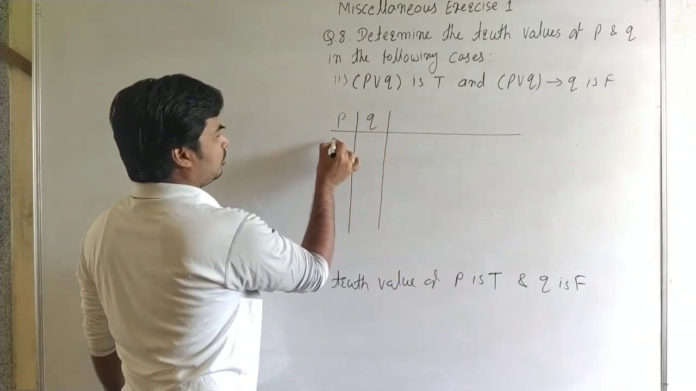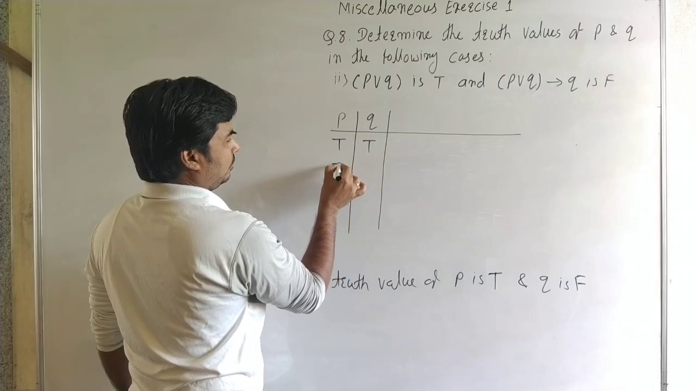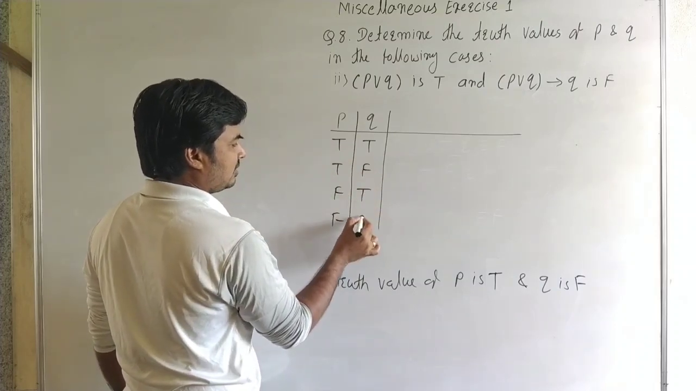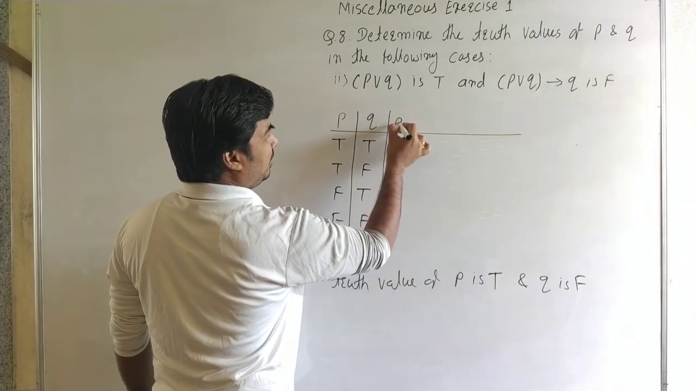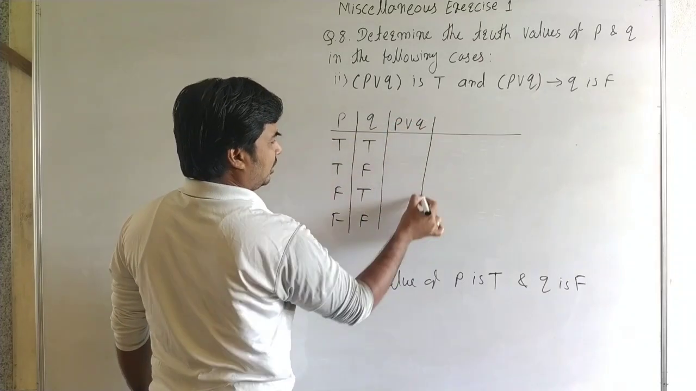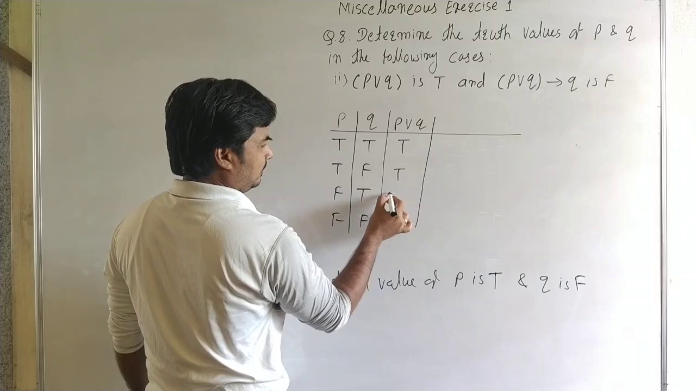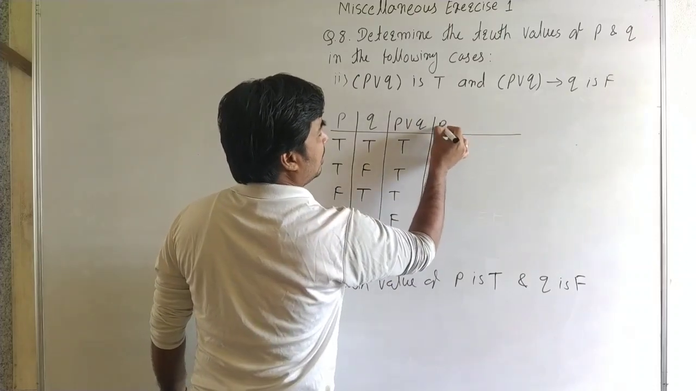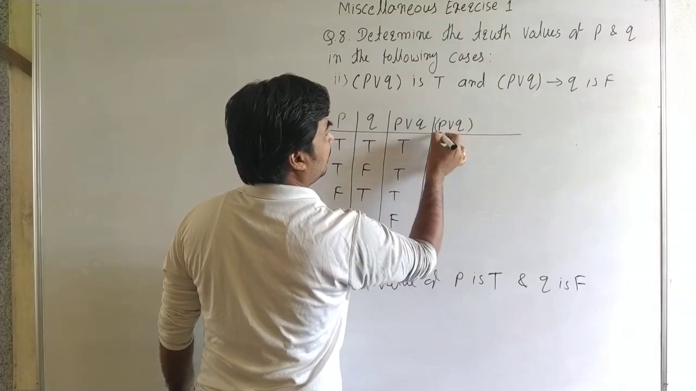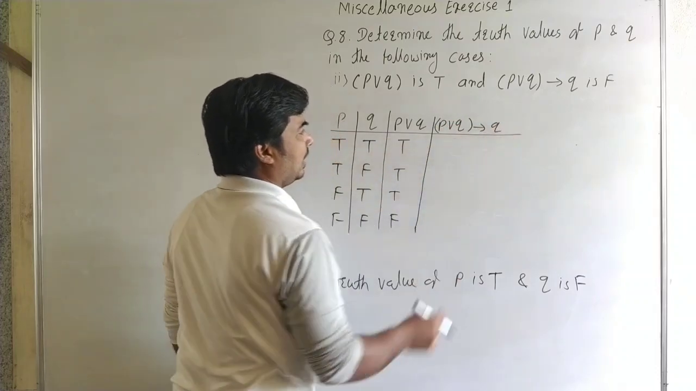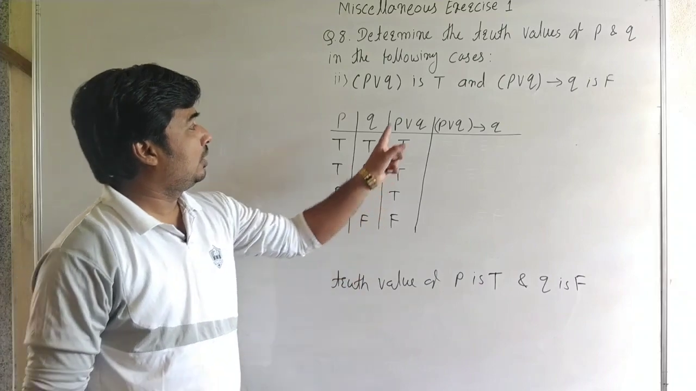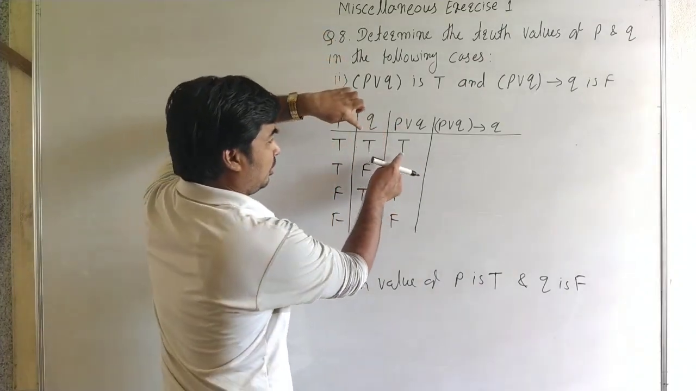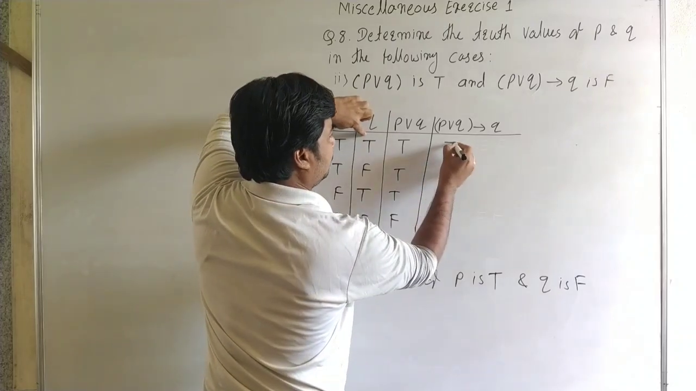Okay, there are four possibilities here: true, true; true, false; false, true; and false, false. Then find P or Q. We know that in the OR, at least one is true, then the truth value is true. Now we want to find P or Q implies Q. The first statement is P or Q, and the second statement is Q. Therefore, true implies true is true.